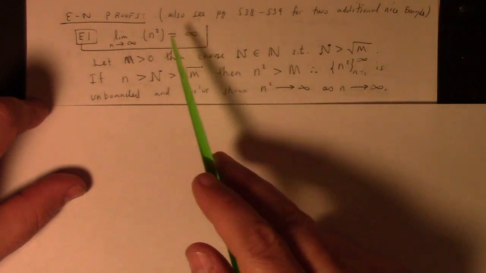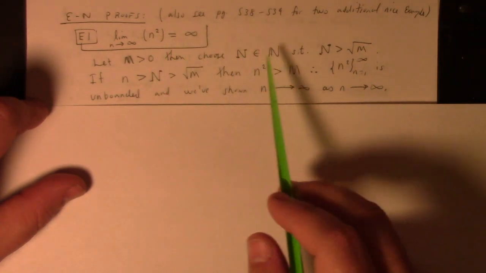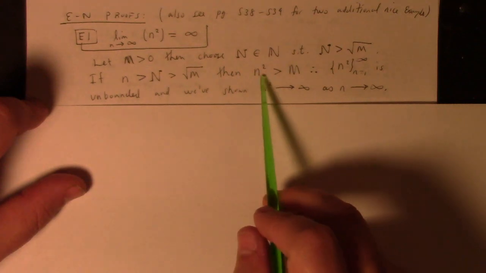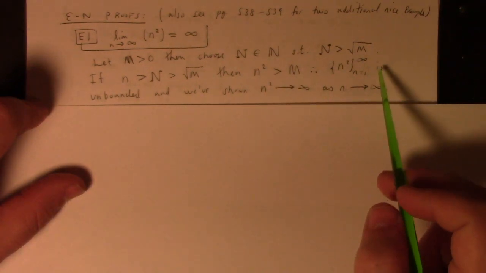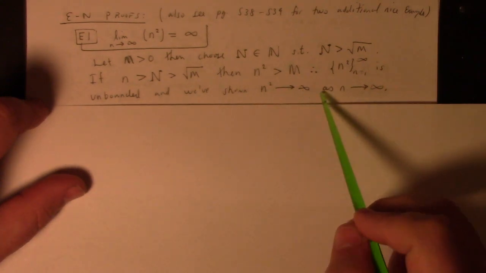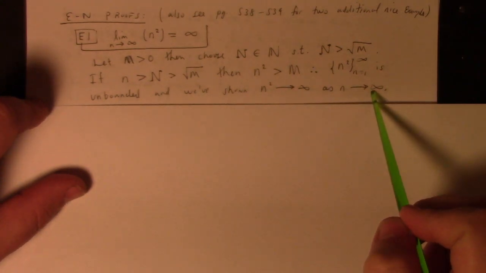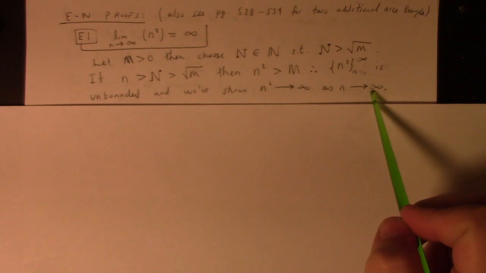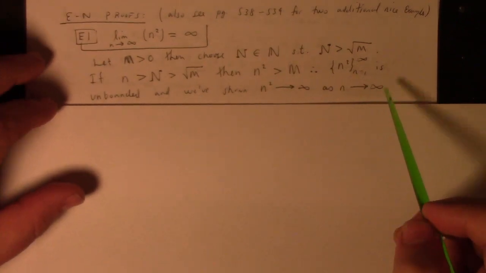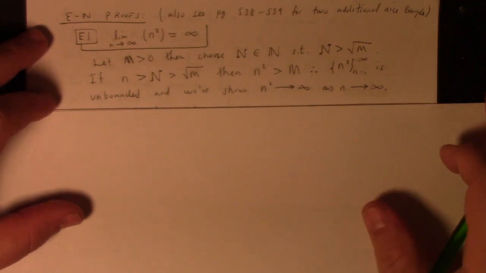That says that the nth term in the sequence is larger than M. M was an arbitrary positive number. That proves from the definition that the sequence n squared goes to infinity as n goes to infinity. So, not especially exciting, but there's an example of the kind. I think I've asked you one like that in the notes. It's not much harder than that.